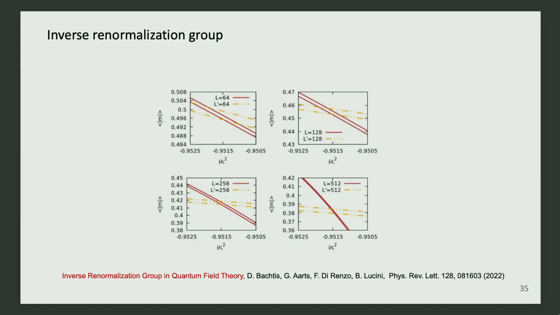So the solid lines correspond to an original system, and the dashed lines correspond to an inversely renormalized system. And we have exactly the behavior that we anticipate for the inverse renormalization group. So we have an intersection of observables, which corresponds to the fixed point, and we also have inverse renormalization group flows in the system's parameter space. Specifically, when we are below the fixed point, the inversely renormalized magnetization is smaller than the magnetization of the original system, because the renormalized system has been driven towards the critical fixed point. And again, the same behavior can be seen when we are above the fixed point.